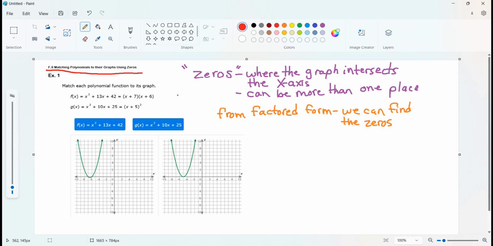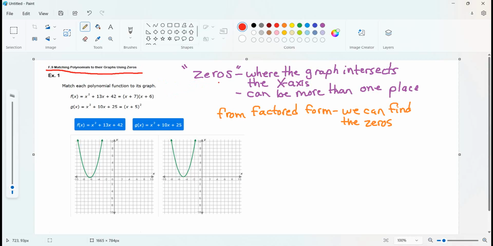Well, hello, this is Mrs. Becky again, and I'm here this time to explain pre-calculus IXL section F9, and that's matching polynomials, which are these guys, to their graphs, which are these guys, using the zeros, which might be something that you're not familiar with.